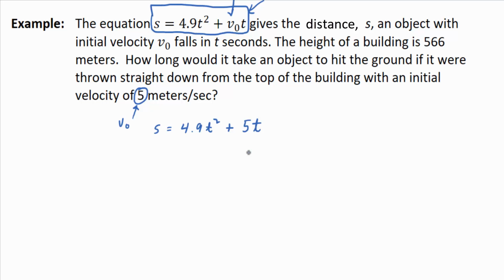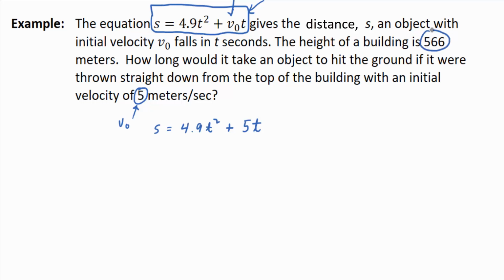So this thing's traveling straight down. So going down is like the positive direction here, but you don't need to think about that too much, but that's what it would be if you were going to coordinatize it. So what is the distance if it's going all the way down the building from the top? What is S? That's 566.